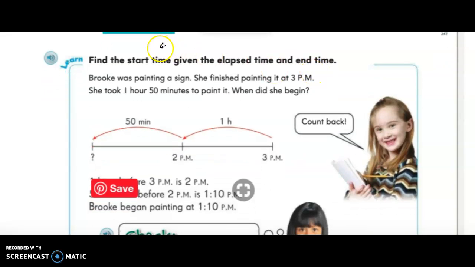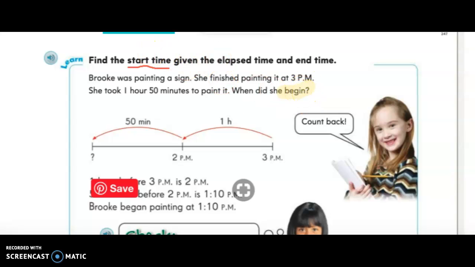All right, so this time we're going to be finding a start time here. We'll be working backwards because they'll be giving us the elapsed time, how much time has passed, and the end time. So Brooke was painting a sign. She finished painting it at 3 p.m. It took 1 hour, 50 minutes to paint. When did she begin? Again, you want to look for those clue words. Before, like on our workbook, we looked at finished. Now we're looking for something like begin. When did they begin?